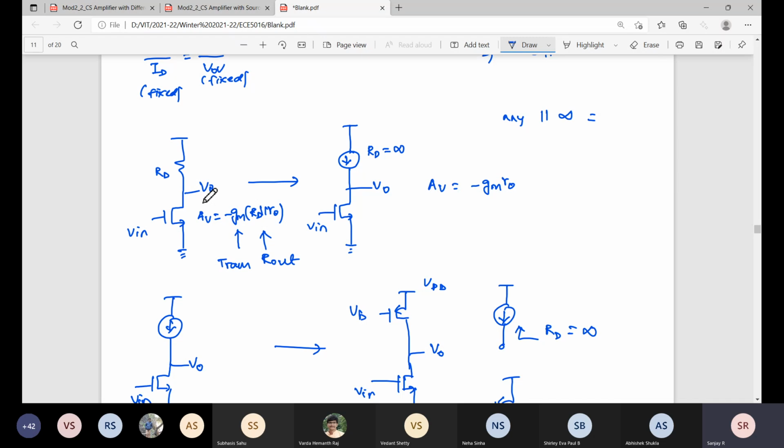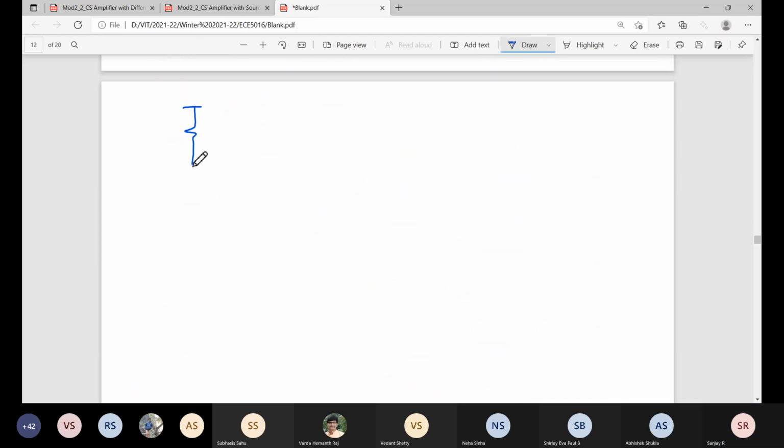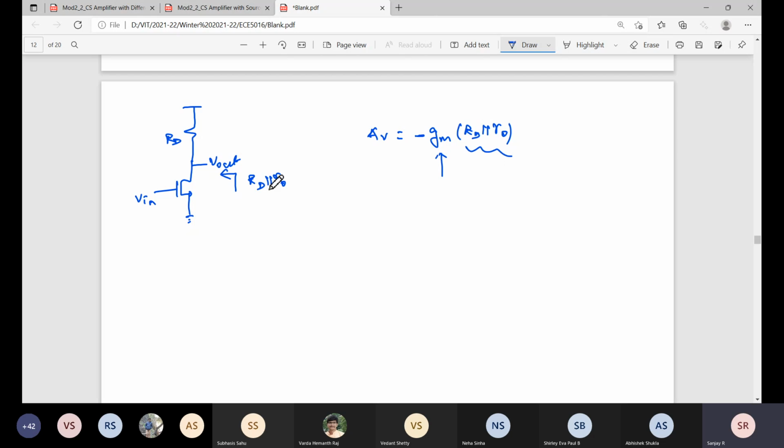What is R out? You can see, looking from here. Let me write here so that you can understand better. Vin, Vout. You can see the output resistance here, considering both RD parallel r0. So Av equals minus gm (RD parallel r0). Forget about the negative sign here; you can see it is transconductance into R out. So this is R out, the output resistance of the amplifier.